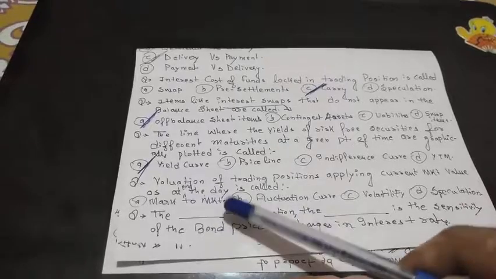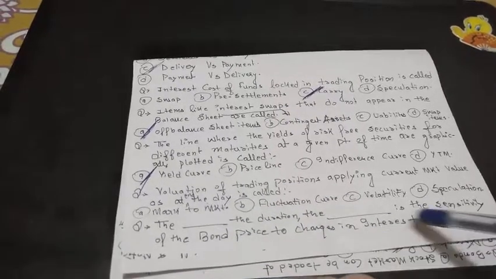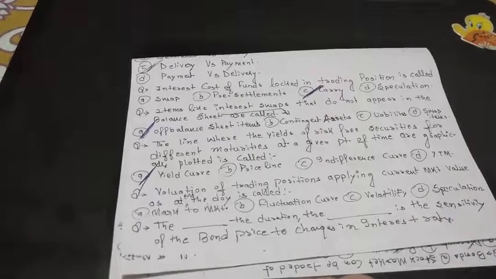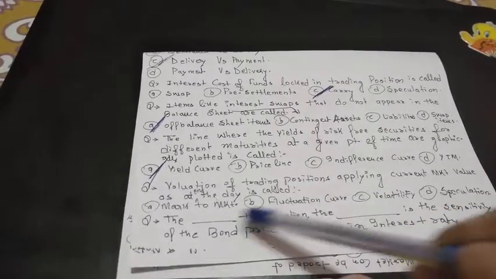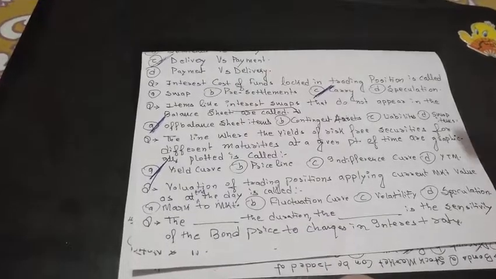The next question: the dash, the duration. The dash is the sensitivity of the bond price to changes in the interest rate. We have discussed in the concept as well that the longer the duration, the greater is the sensitivity of the bond price. The shorter the duration, the less sensitive the price will be.